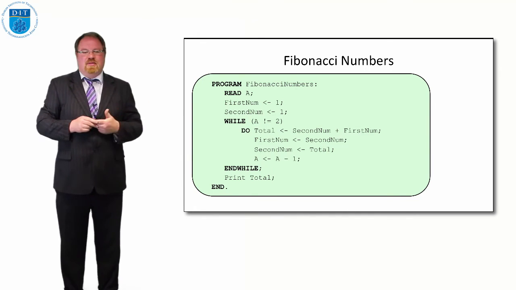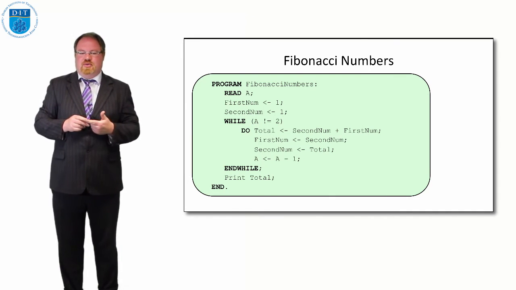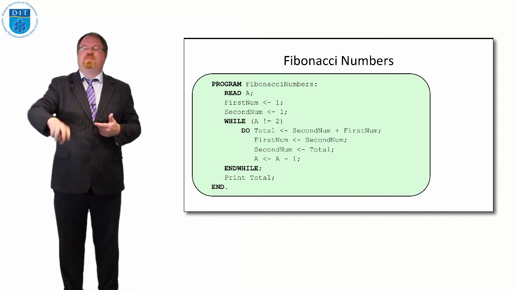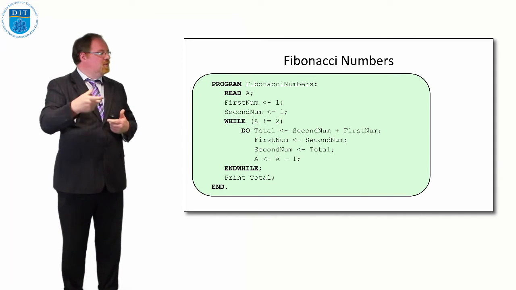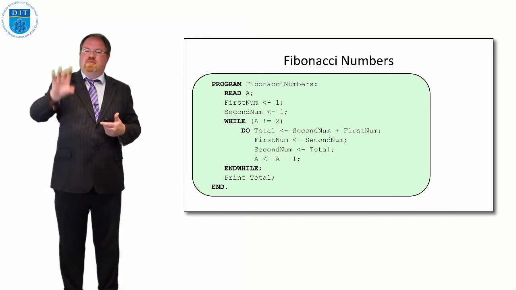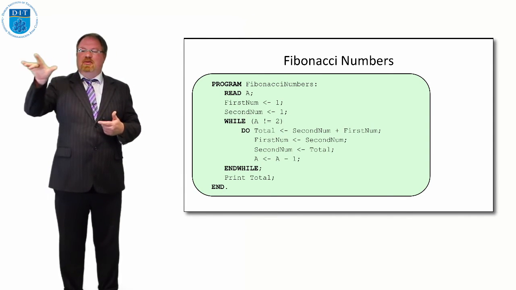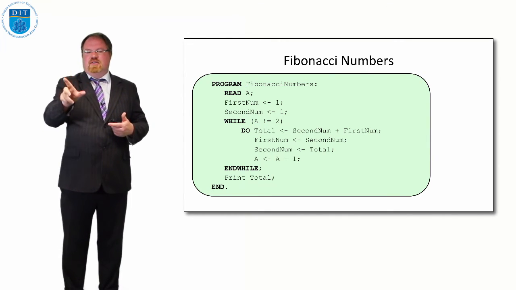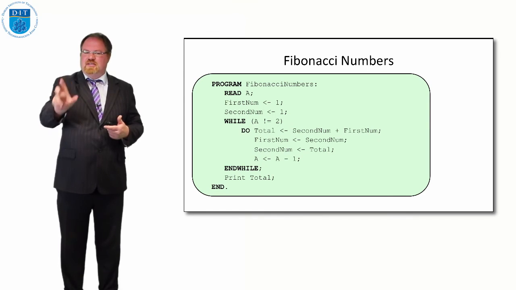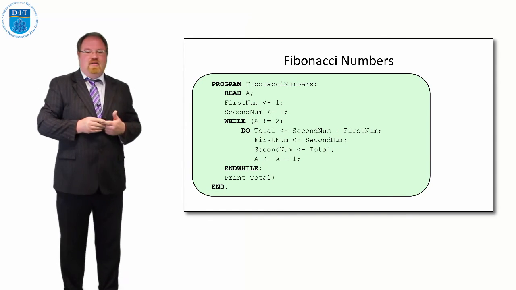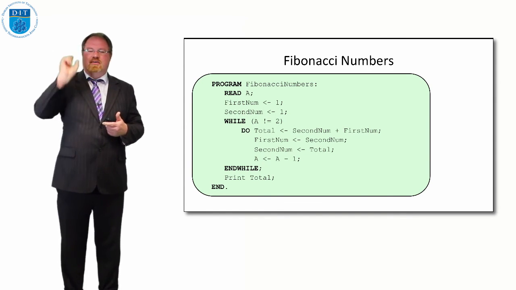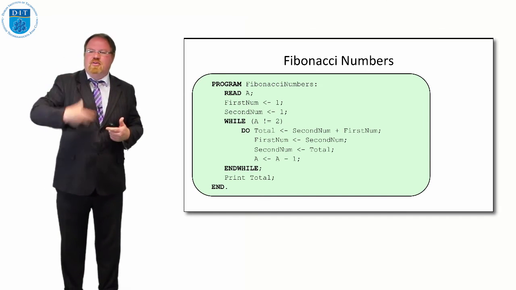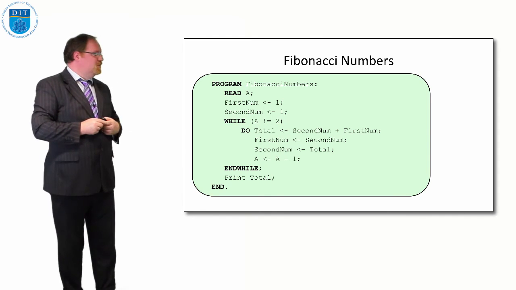Total gets the value of first plus second. In this case, it'll be 2 plus 1, which is 3. Now first number becomes 2, and second number becomes 3. We go around again, and total becomes 2 plus 3, which is 5. First number becomes 3, and second number becomes 5. We go around again. 3 plus 5 is 8. First number becomes 5, second number becomes 8. We go around again. 5 and 8 is 13. First number becomes 8, second number becomes 13 then, and we keep going around. We keep going through the Fibonacci number sequence.